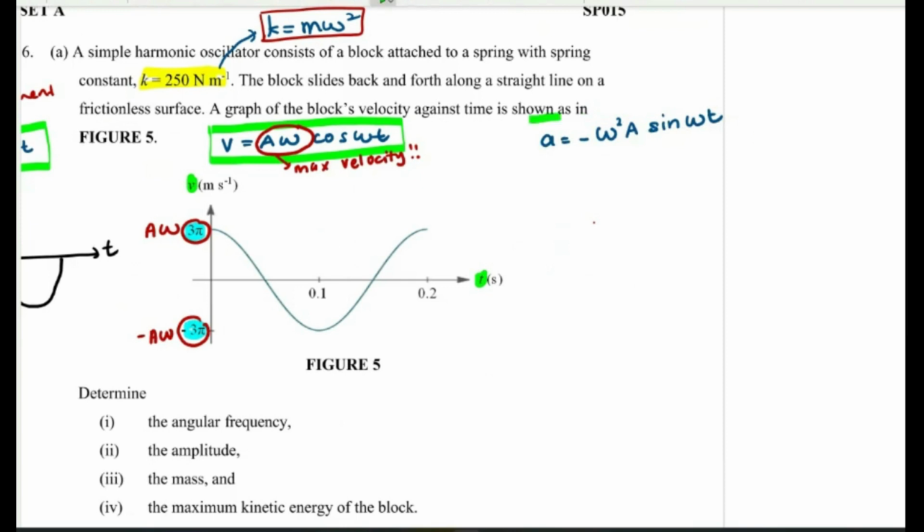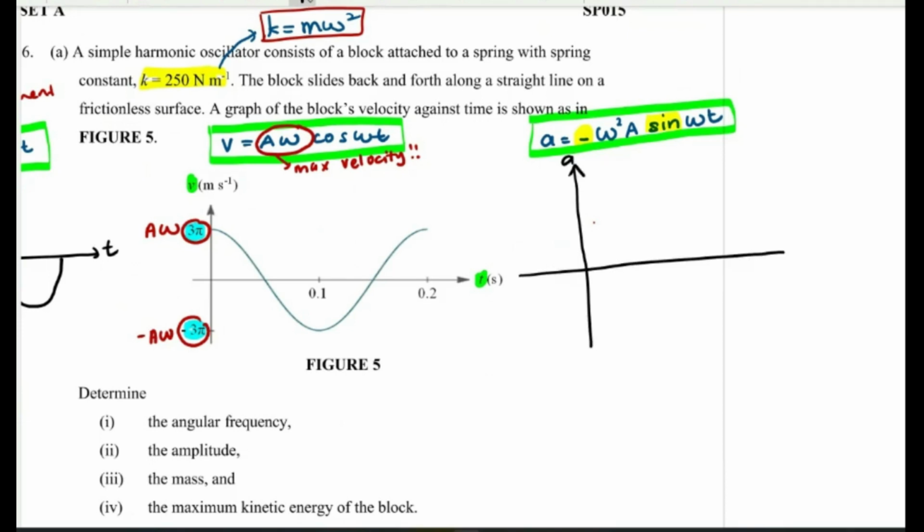So sekarang bagaimana bentuk graf dia? Dia punya graph jadi graph sine, tapi dia terbalik. Nampak tu negatif, start daripada bawah. Sebab apa? Sebab equation dia tu adalah equation negatif. So dia akan jadi graph sine yang terbalik, macam ni. Jadi nilai yang kat depan ni nilai apa? Nilai yang kat depan ni adalah nilai maximum acceleration.